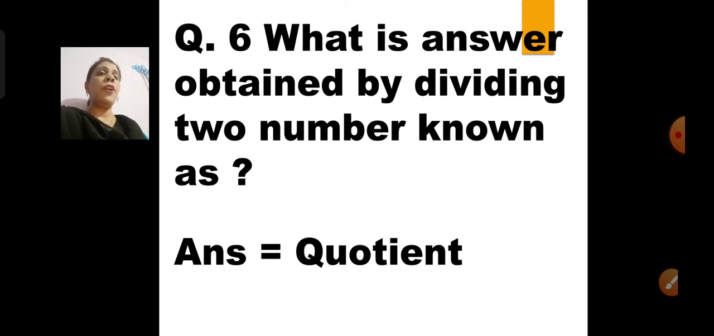Quotient. And what is the spelling of quotient? Quotient. Children, your spelling also should be correct if you are writing addition, if you are writing subtraction, if you are writing quotient, division. All this spelling should be correct. If spelling is wrong, I will give the whole answer wrong. Spelling wrong means answer wrong. I will not consider any half marks, 1/4, nothing. Spelling wrong means your answer is wrong. Okay. So the answer obtained by dividing two numbers is known as quotient.